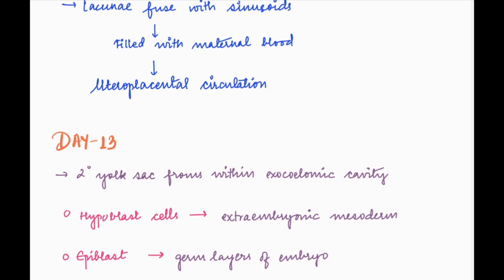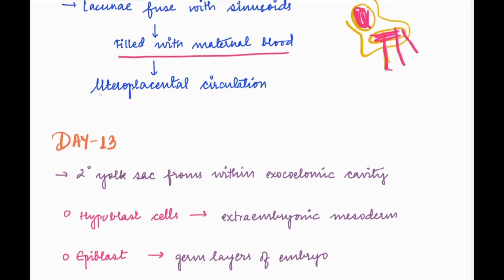Again, as we earlier studied about the lacunae, now what happens is, the lacunae will fuse with the sinusoids. And these sinusoids get filled with the maternal blood. Once they are filled with the maternal blood, something called uteroplacental circulation takes place. Now, this ensures that the uterus provides the blood to the placenta and the blood goes to the fetus. And this is known as uteroplacental circulation.